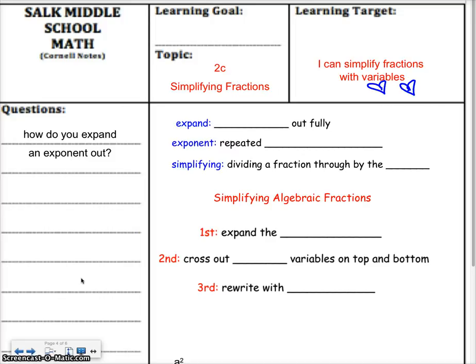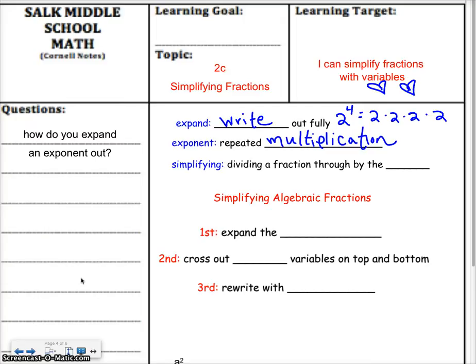You need to know the vocab words expand, exponent, and simplify. Expand is to write out fully. You did that in your exponent lesson. Like 2 to the 4 is equal to 2 times 2 times 2 times 2. That's expand, writing it out fully. You also need to know that exponent is repeated multiplication.